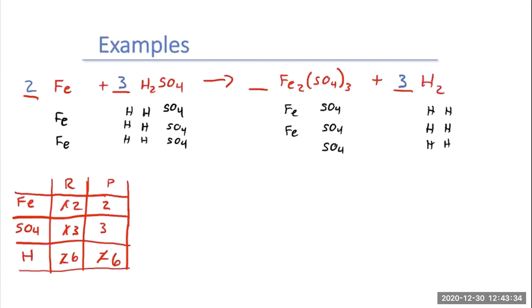So now I can see with our balanced coefficients, with our balanced equation, we have 2 irons plus 3 sulfuric acids gives me 1 iron sulfate. We don't need to write the 1 here. And 3 hydrogens.